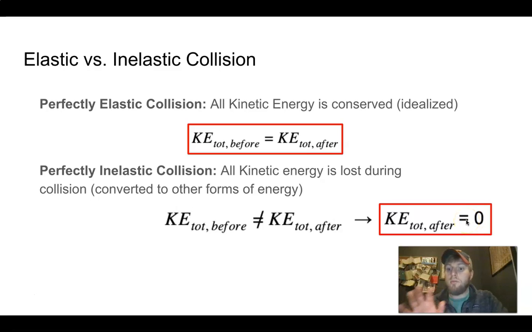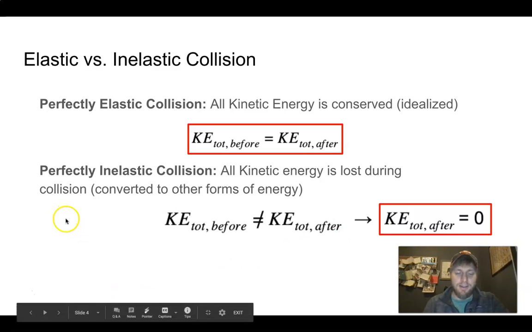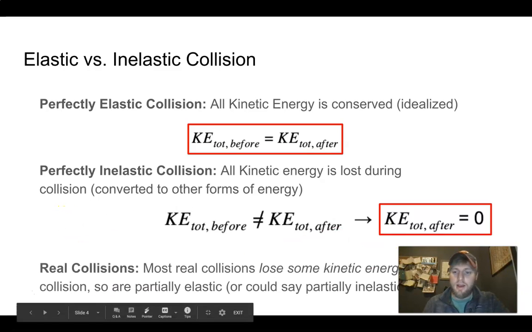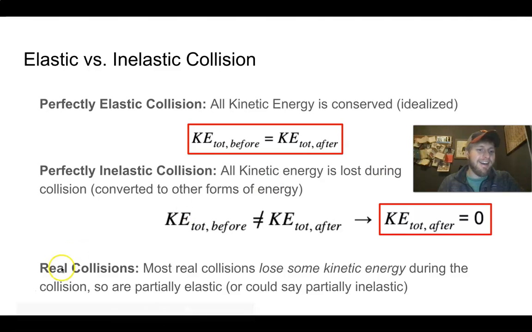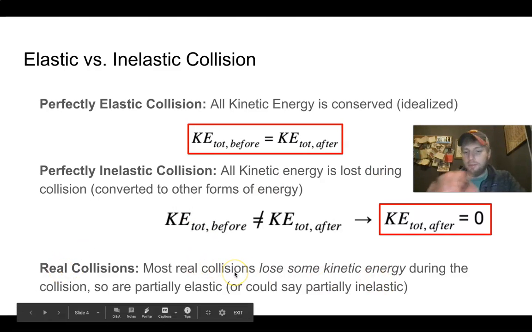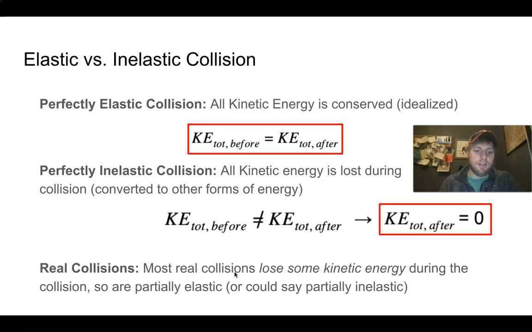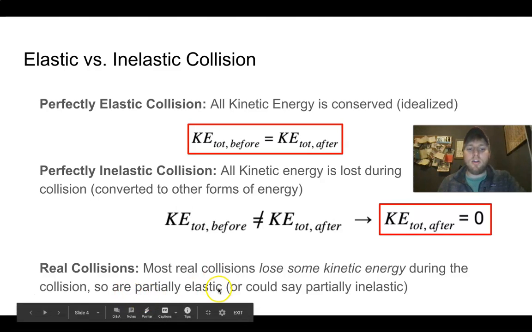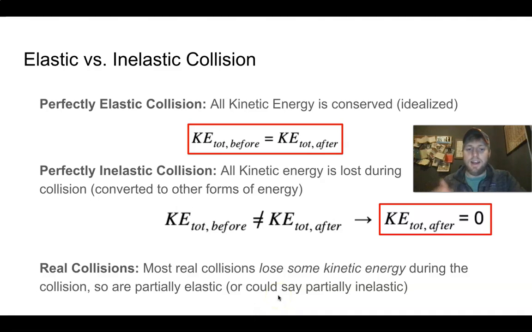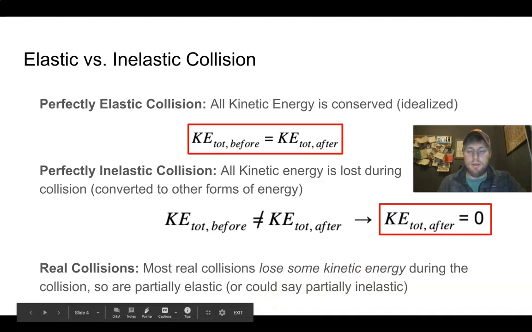Now, we'll talk more later about how it's possible for the kinetic energy to be lost and the momentum to still be conserved, because it's always, always, always conserved in every collision. Real collisions, though, are somewhere in between. Every real collision is going to lose some kinetic energy during the collision, so they are partially elastic, or you could say they are partially inelastic. It's kind of up to you, and we'll look at exactly what I mean by that in just a moment.